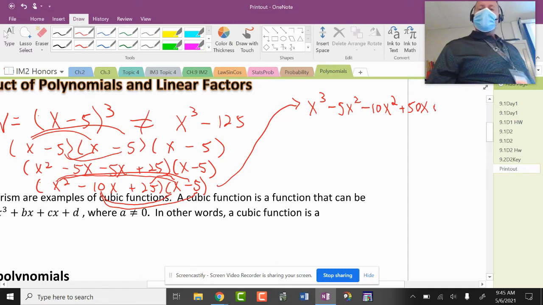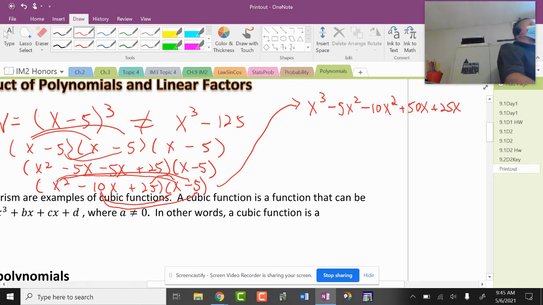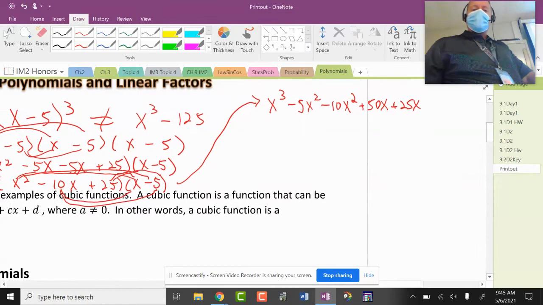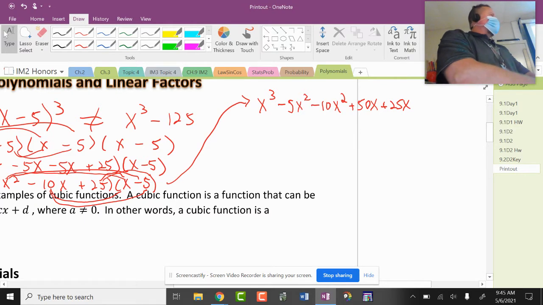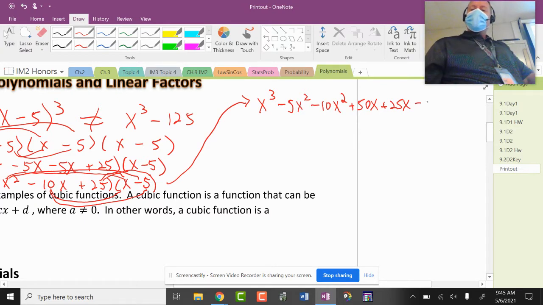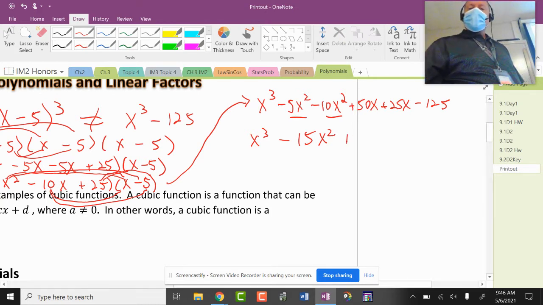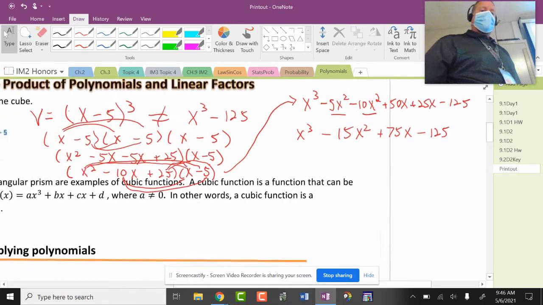I double check too sometimes. Plus 25x. It's funny, I think this is exactly our starting example tomorrow with a new way of looking at this. I think it is because I just looked at those notes from the old days. What's 5 quarters? That's $1.25, isn't it? Minus 125. And then you see some like terms. Minus 15x squared. When you add squareds, it's just an x squared. You don't do anything with the exponents. Plus 75x minus 125.